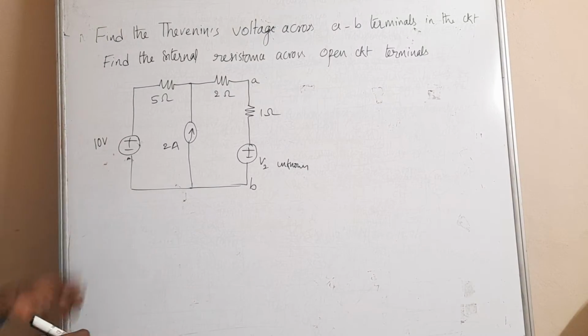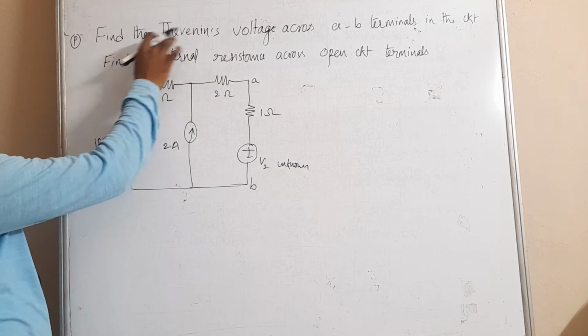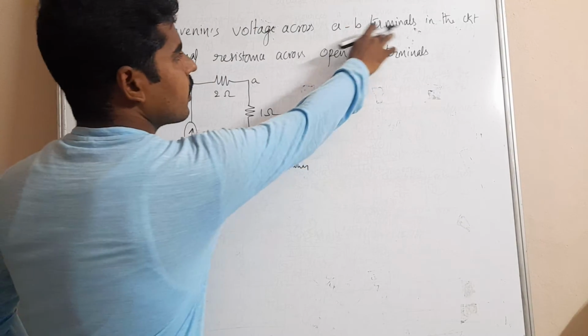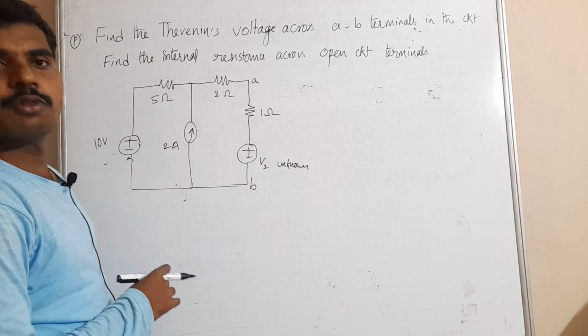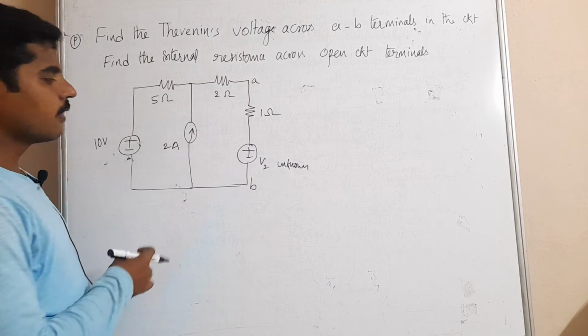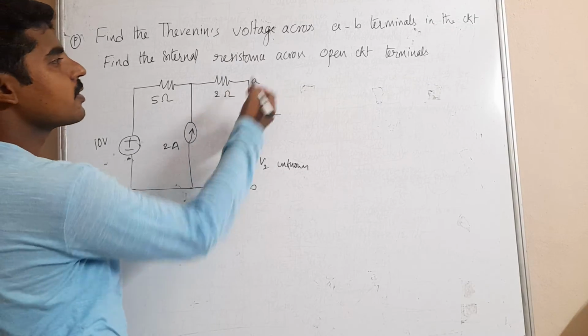Okay friends, find the next question. Next problem is: find the Thevenin's voltage across the AB terminals in the circuit and find the internal resistance across the open circuit terminal.